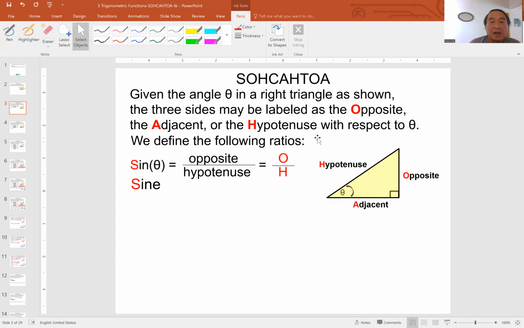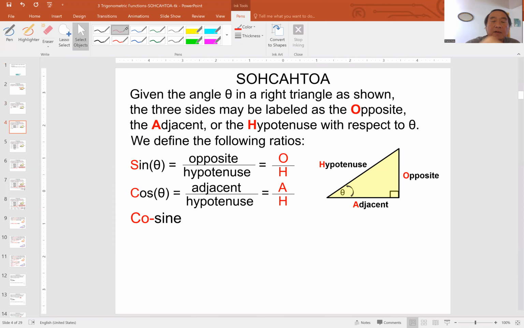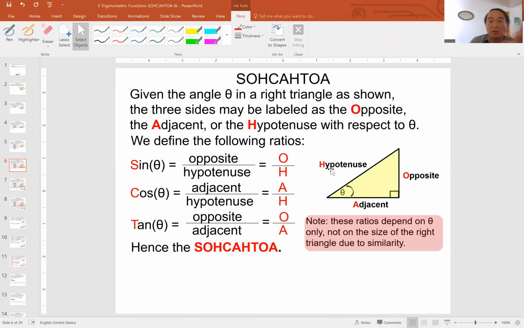Sine is defined to be opposite over hypotenuse. Cosine is adjacent over hypotenuse, and tangent is opposite over adjacent. Hence, SOHCAHTOA. And notice that this ratio does not depend on the size of the right triangle. It depends only on theta.